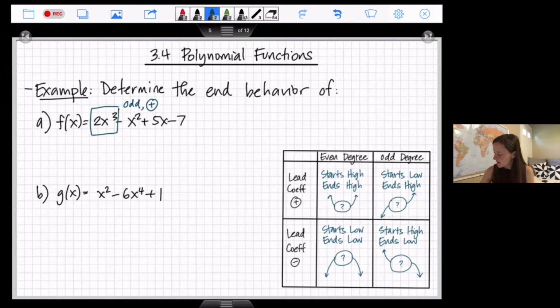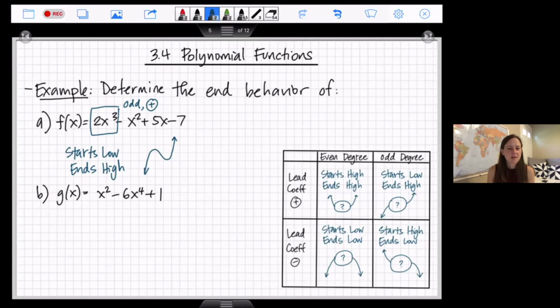So I know that the graph is going to start low and it ends high. All right, so it might kind of do a little wiggling around like this in the middle. I don't know, we could check on Desmos. All right, but we know it's going to start low and end high.